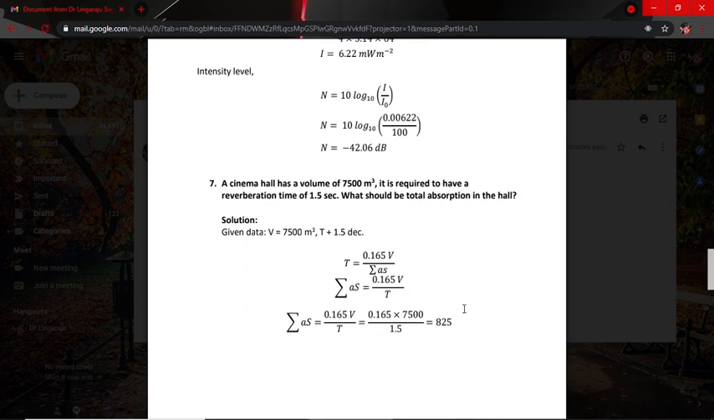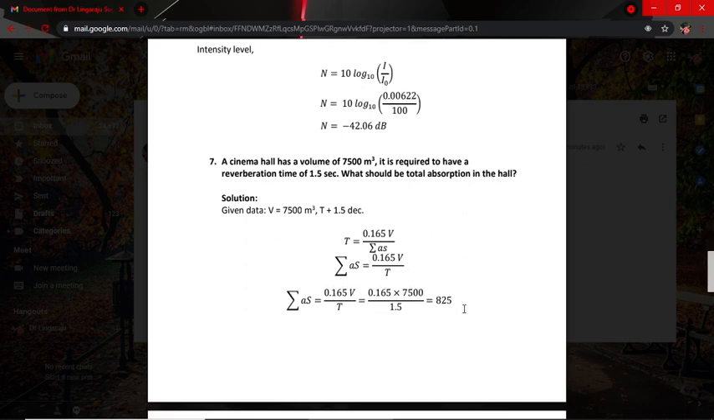Next, here we are going to discuss the seventh problem. A cinema hall has a volume of 7,500 meter cube. It is required to have a reverberation time of 1.5 seconds. What should be the total absorption in the hall? It is a very interesting problem.